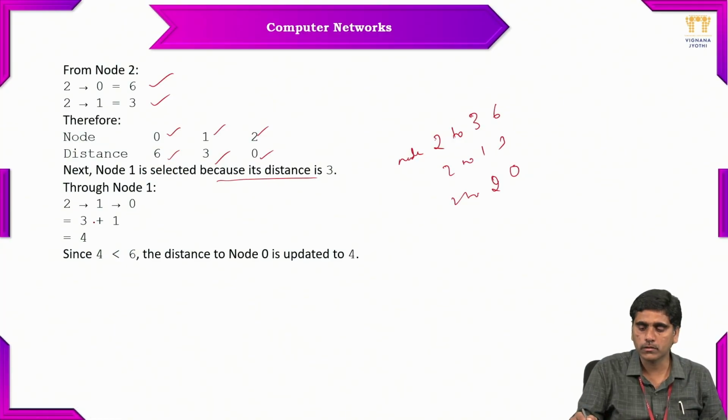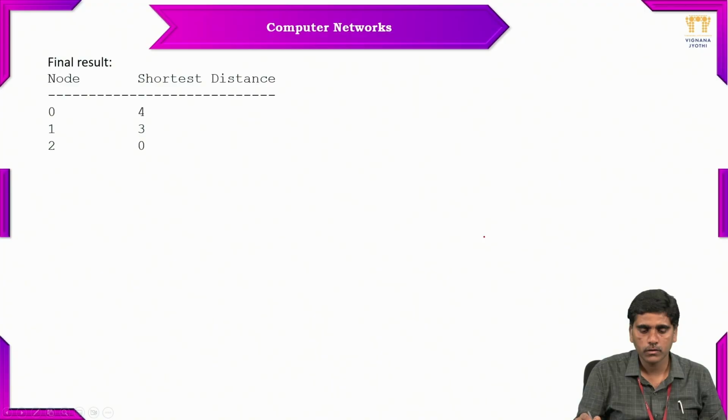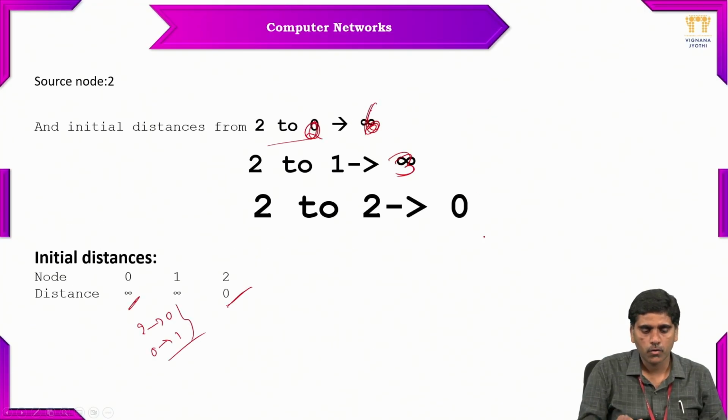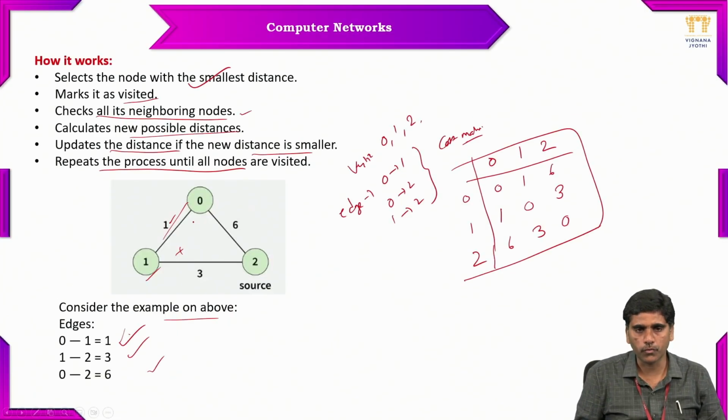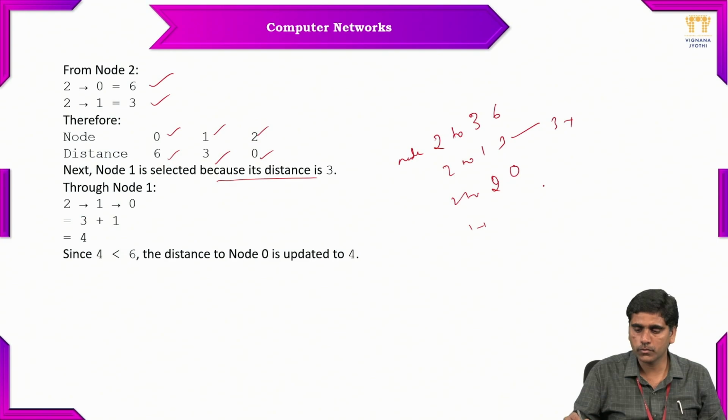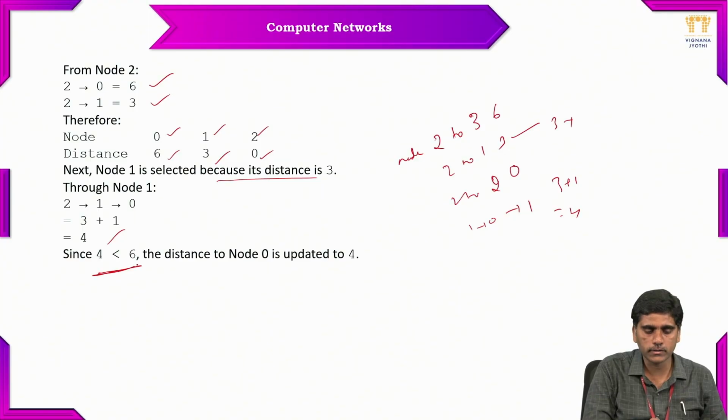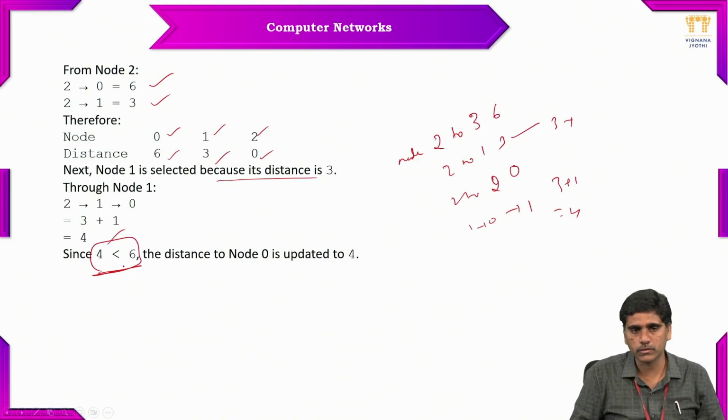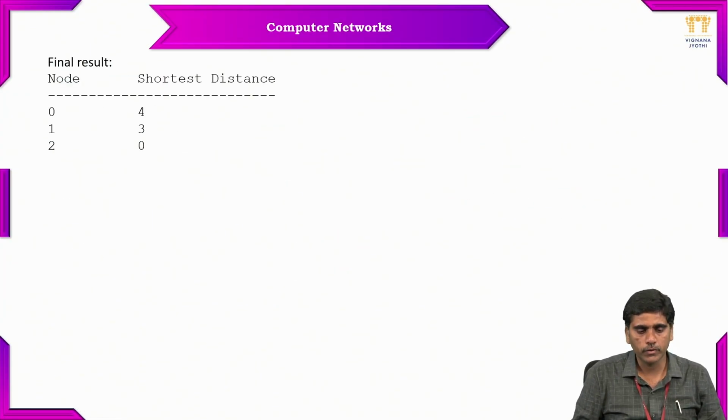So 2 to 1 is what? 3, plus 1 to 0. See here, 1 to 0 is what? 1. So 3 plus 1 equals 4. Since 4 is less than or equal to 6, the distance to node 0 is updated to 4. So we need to update.